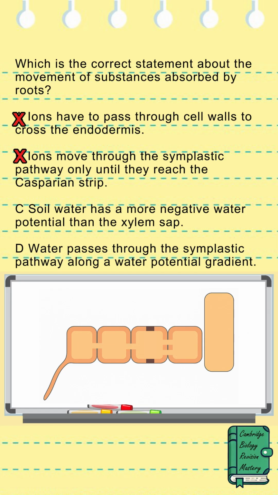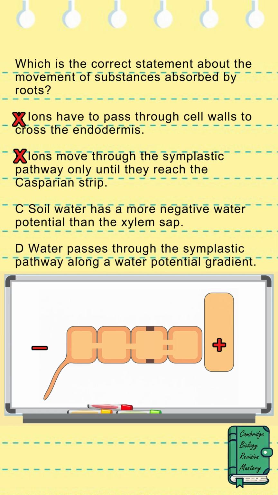The third statement is quite a mean one. Soil water has a more negative water potential than the xylem sap. Now we know that the soil has quite a lot of ions and minerals in it, and that the roots have to actively uptake those minerals to lower the water potential present in the roots. And so I've put those two positive and negative signs on the diagram to visualize that. Now, depending on what sort of soil it is, there's no reason why the soil water couldn't be more negative than the xylem sap. However, what we need to do here is go back to our original statement.